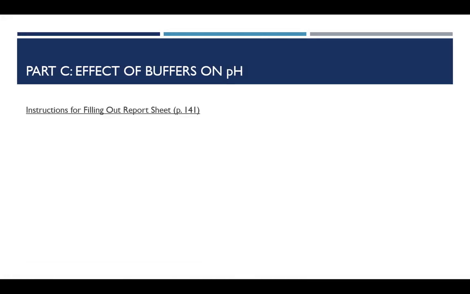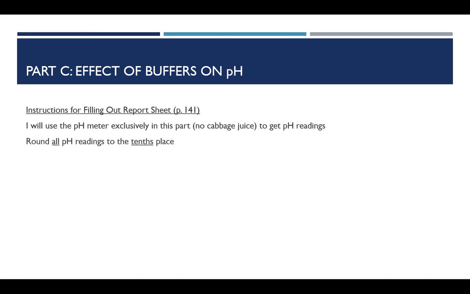Take a look at the report sheet on page 141. Now, the experiment tells me I can use cabbage juice or I can use the pH meter. I'm going to use the pH meter for this part of the experiment. It'll be much easier for you to record the values. I want you to round all pH readings to the 10th place. That includes any calculations you make in this part of the experiment. I want you to round everything to the 10th place.